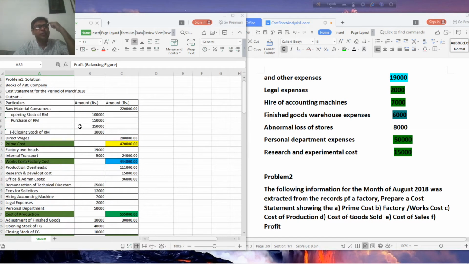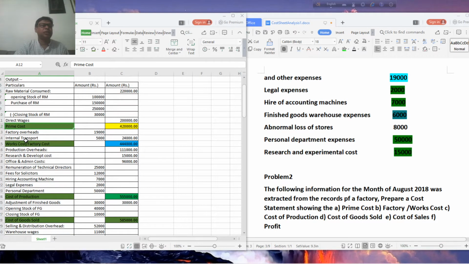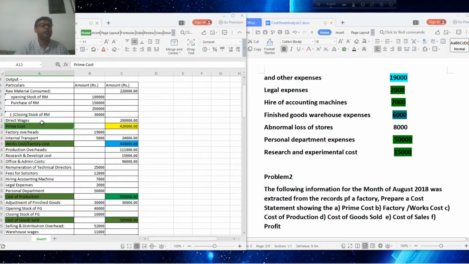This is actually the segment of cost. So in a cost statement, we have to ascertain these major segments of cost: prime cost, works or factory cost, cost of production, and cost of goods sold. In the prime cost, we know that direct wages and direct material consumption will construct the prime cost segment. And afterward, we have to consider the factory overheads to find the factory cost.